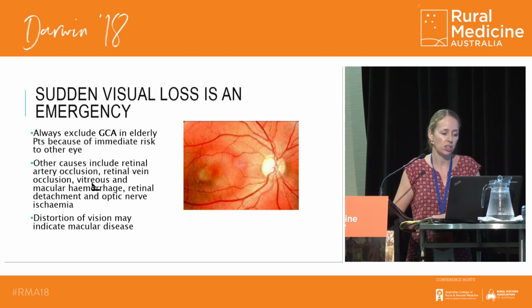Other causes of acute vision loss include retinal causes such as artery occlusions, vein occlusions, vitreous or macular hemorrhage, detachment or optic nerve ischemia. And if patients complain of distorted vision, so seeing wavy lines, etc., that could mean that they have macular disease, whether it's macular degeneration or an epiretinal membrane.